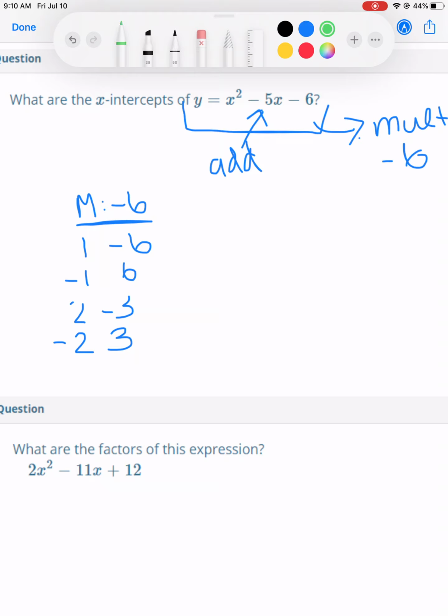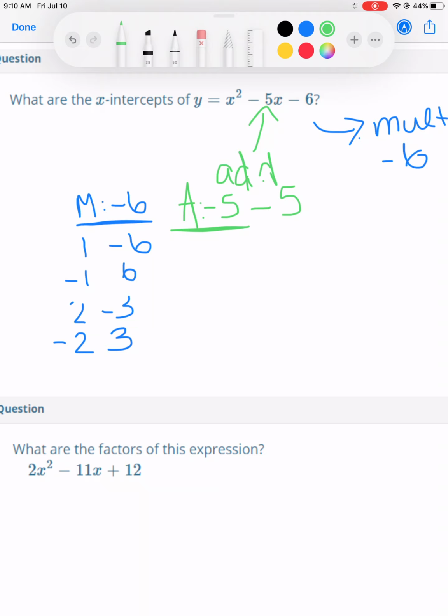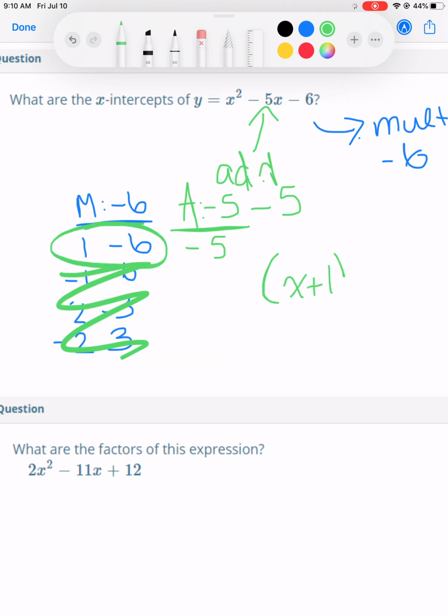So now I'm going to change it, so numbers that add to -5. So 1 plus -6 is -5. Oh, well, that was easy. Usually the number's down at the bottom. So I don't even need the rest. So that means these two are my factors. So it's going to be x plus 1, x minus 6.